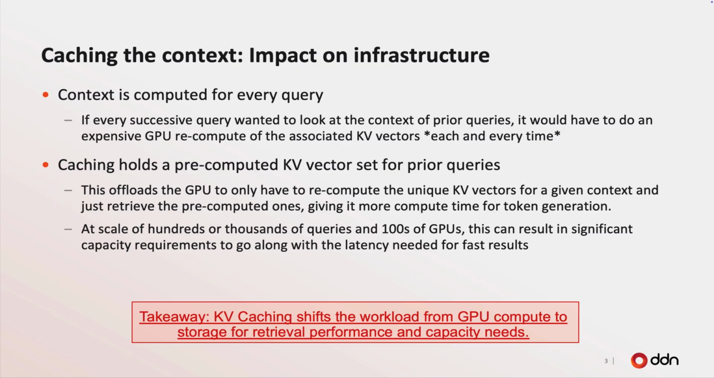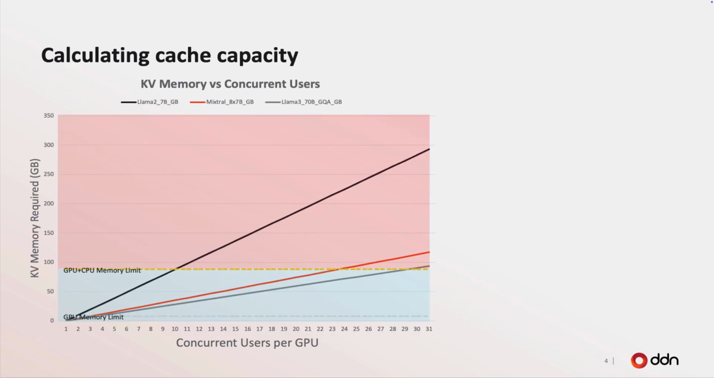It's critical to understand, though, that caching moves the ongoing work from the GPU to the cache storage system. In order to enable effective caching, the storage system needs to be able to provide both low latency and also large capacity at scale. As an example of capacity, we've calculated the KV memory needed for a variety of popular models such as Llama 2 7B, Mistral 7B, and Llama 3 70B.